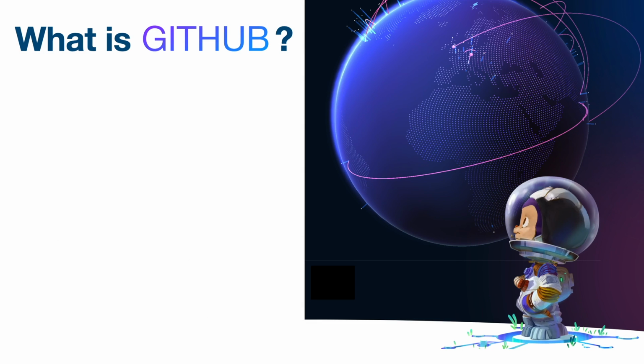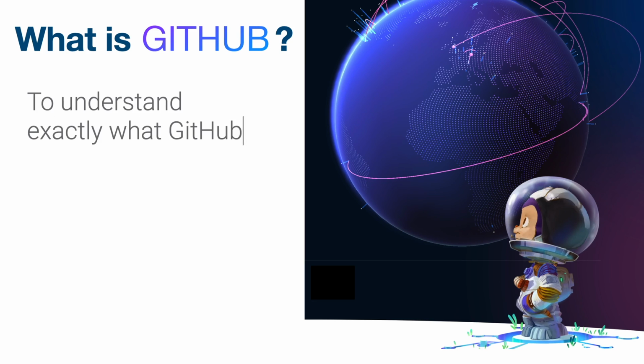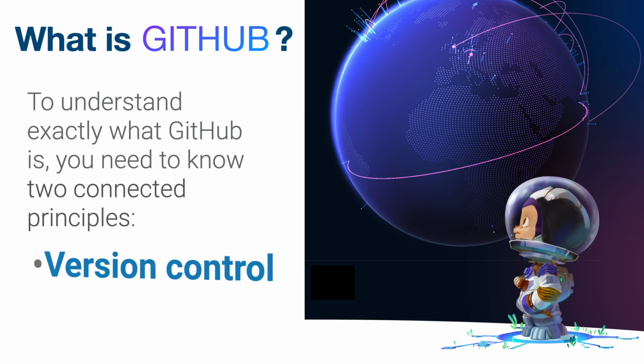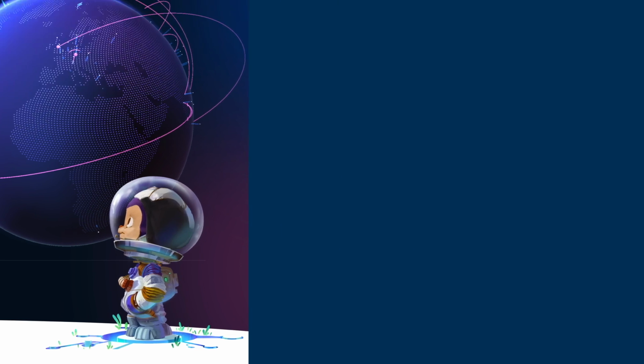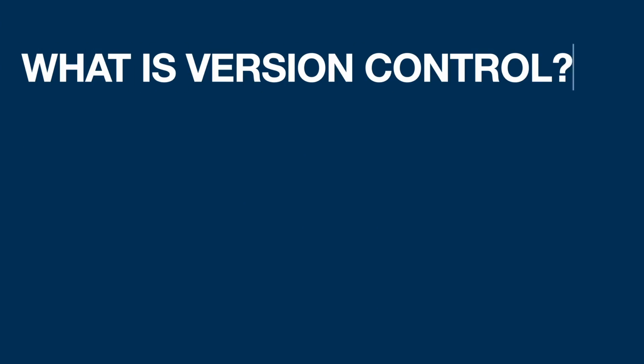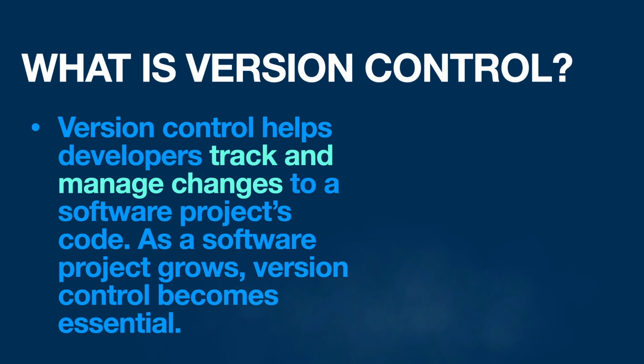The major question we have is, what is GitHub? But wait, before that, let's understand what GitHub is made up of. So you need to know two connected principles, version control and Git. What is version control? Version control, also known as source control, is the practice of tracking and managing changes to software code. Version control helps developers track and manage changes to a software project's code. As a software project grows, version control becomes essential.